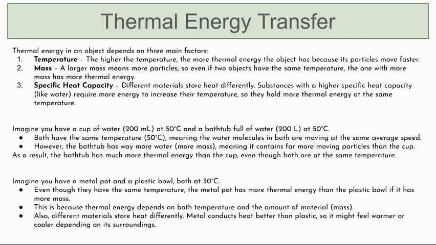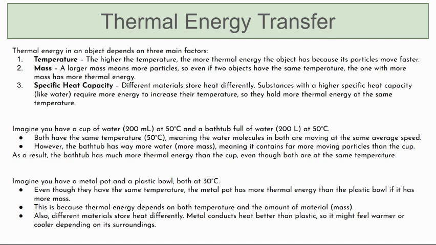Mass: a larger mass means more particles, so even if two objects have the same temperature, the one with more mass has more thermal energy, just like the bathtub versus the boiling water. Specific heat capacity: different materials store heat differently. Substances with a higher specific heat capacity, like water, require more energy to increase their temperature, so they hold more thermal energy at the same temperature.